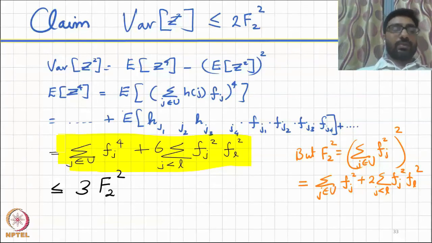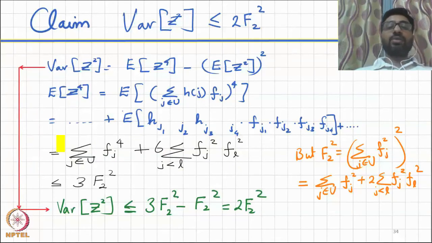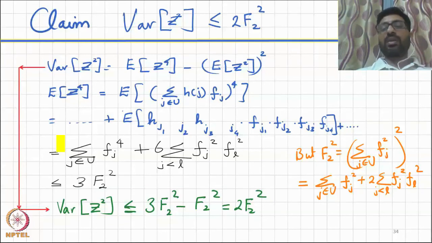Now, going back to the variance of Z squared, we can apply our bound on E of Z to the 4, which is 3 F2 squared. And we already know that E of Z squared, the whole squared, is F2 squared also. So this variance of Z squared ends up being at most twice F2 squared.